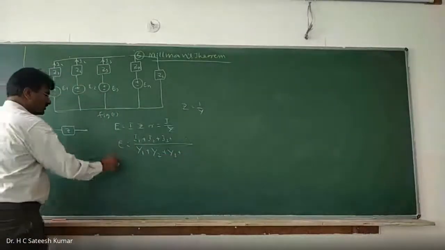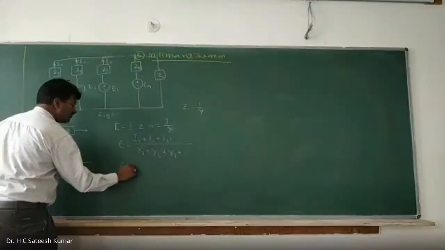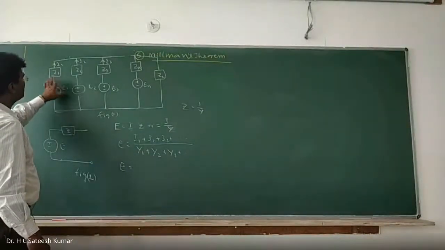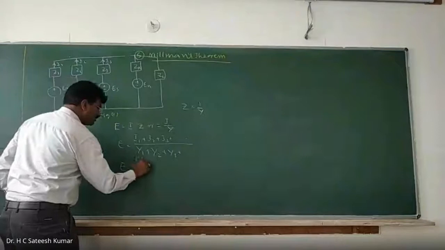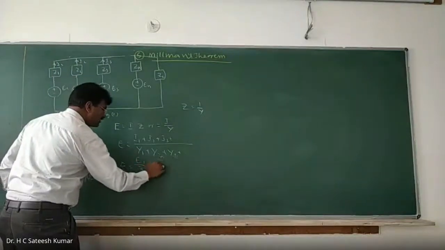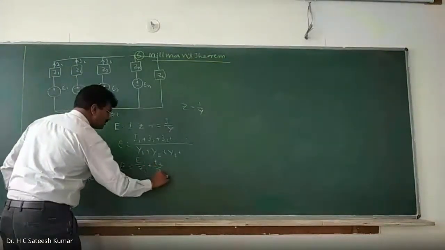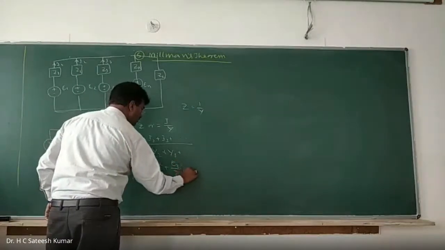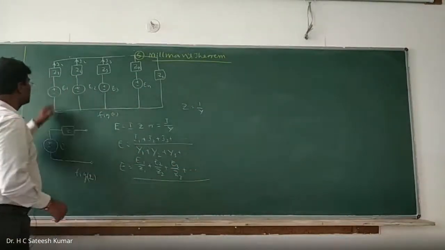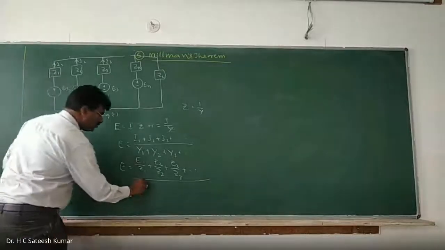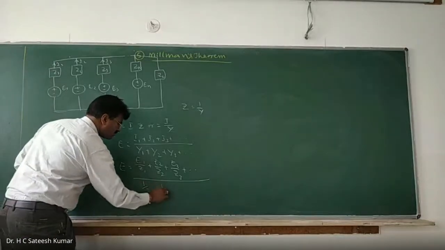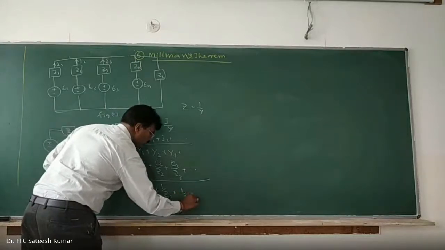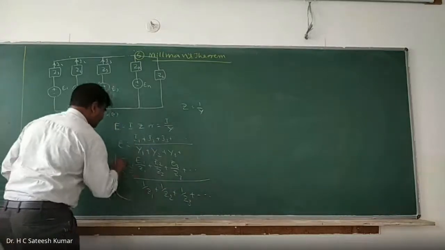Similarly, further, E is equal to, I is equal to V by R, that is E1 by Z1 plus E2 by Z2 plus E3 by Z3 plus so on, divided by Y1 plus Y2 plus Y3 and so on, where Y1 is nothing but equal to 1 by Z1. So it is 1 by Z1 plus 1 by Z2 plus 1 by Z3 plus so on. So this is your E.